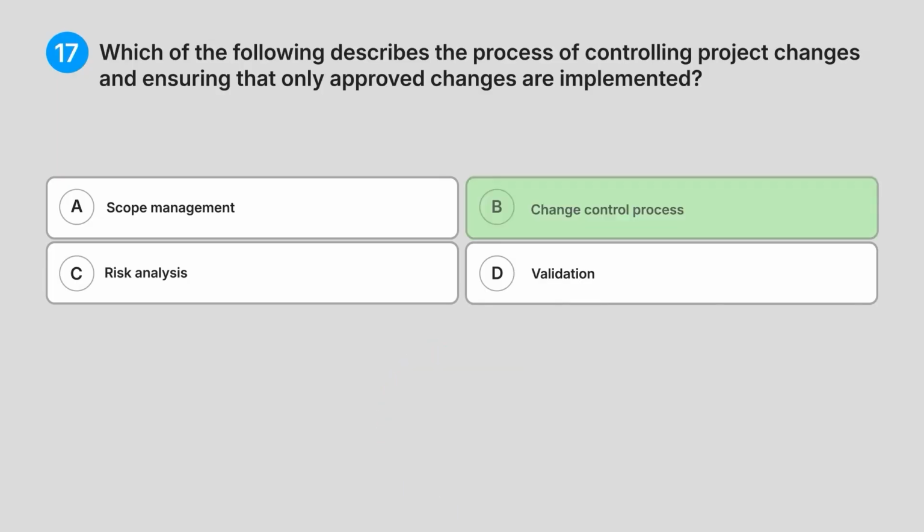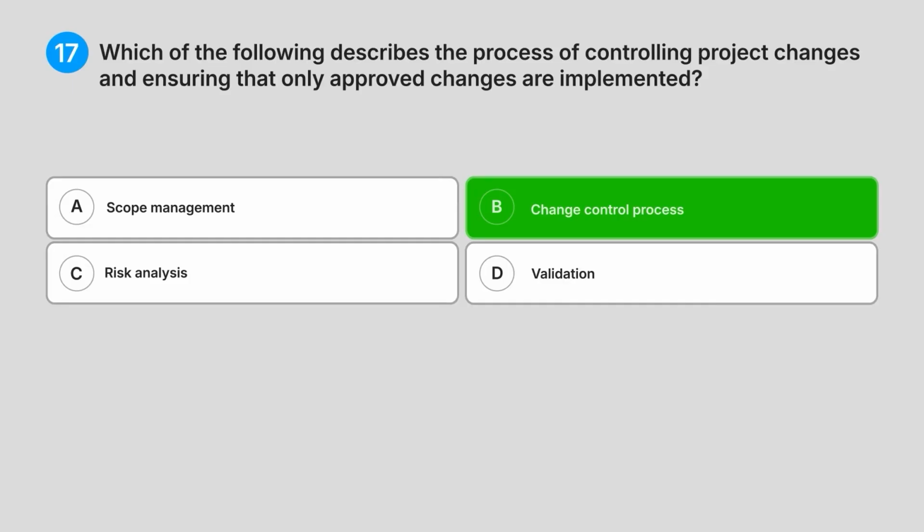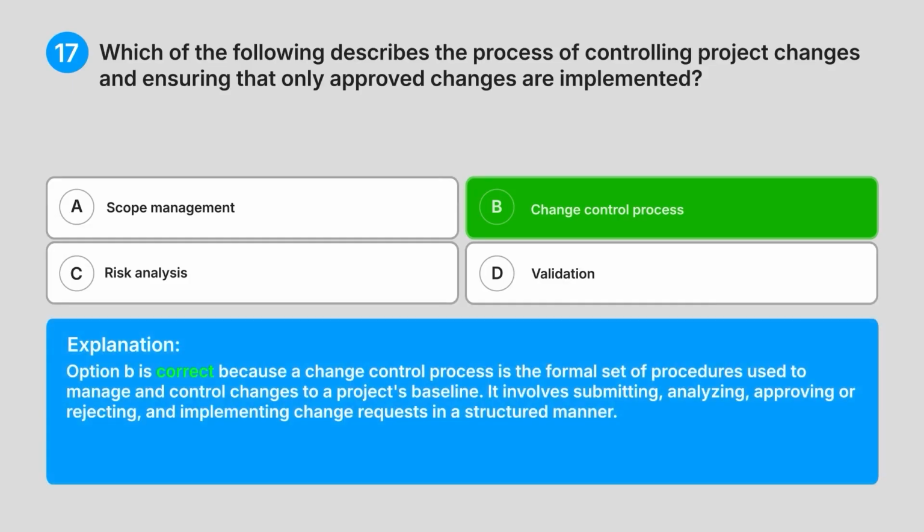Correct answer, B. Change control process. Explanation: Option B is correct because a change control process is the formal set of procedures used to manage and control changes to a project's baseline. It involves submitting, analysing, approving or rejecting, and implementing change requests in a structured manner.